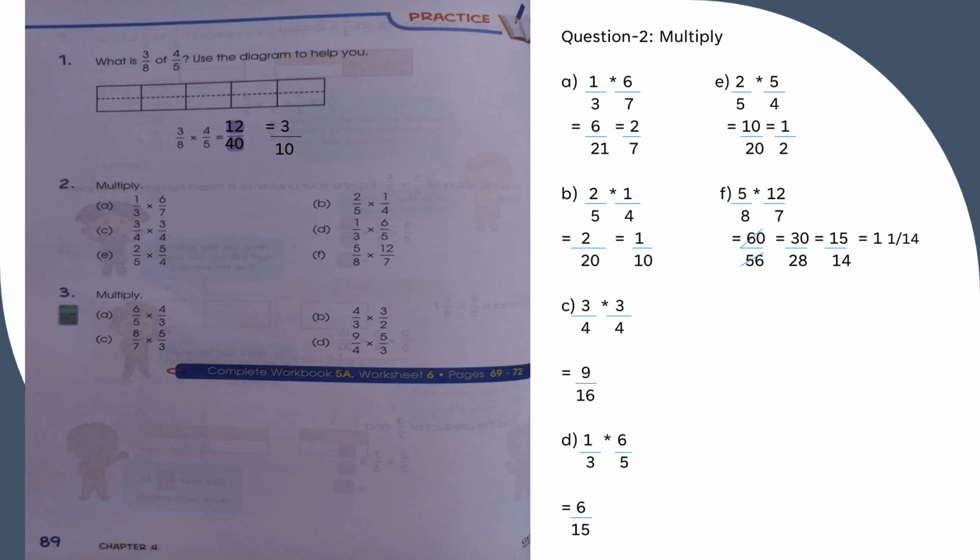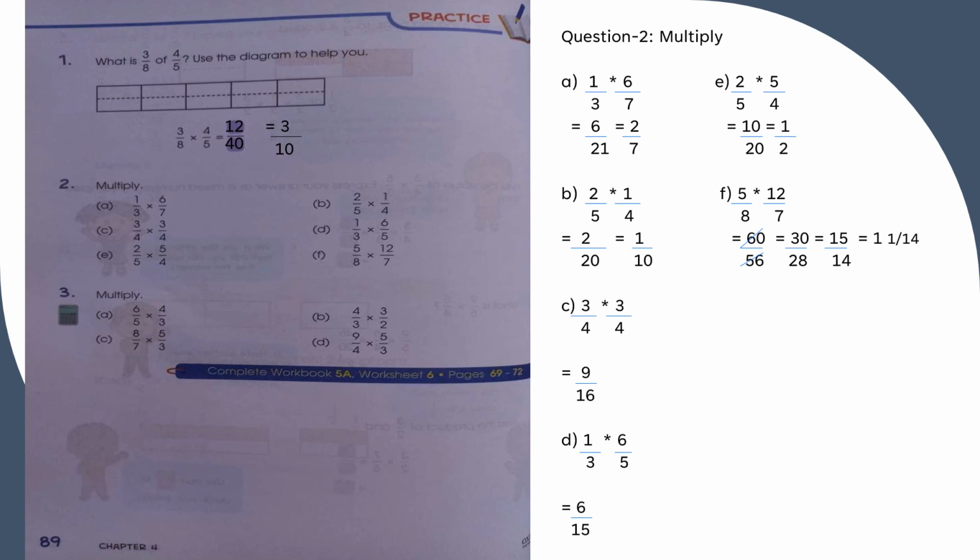Now in part B, we have 2 over 5 multiplied by 1 over 4. So 2 multiplied by 1 is equal to 2 in the numerator, and 5 multiplied by 4 is 20 in the denominator. And we can reduce this fraction with the help of the table of 2, because 2 multiplied by 1 is 2 and 2 multiplied by 10 is 20. So 1 over 10 is our answer.